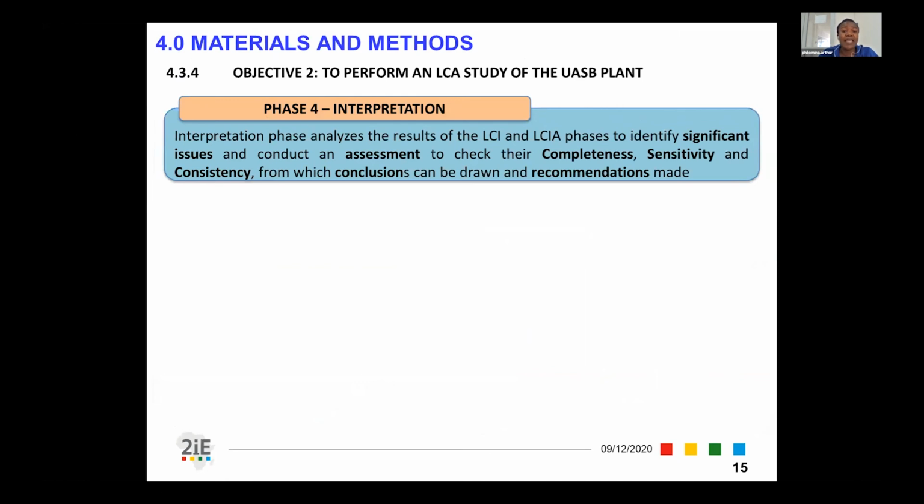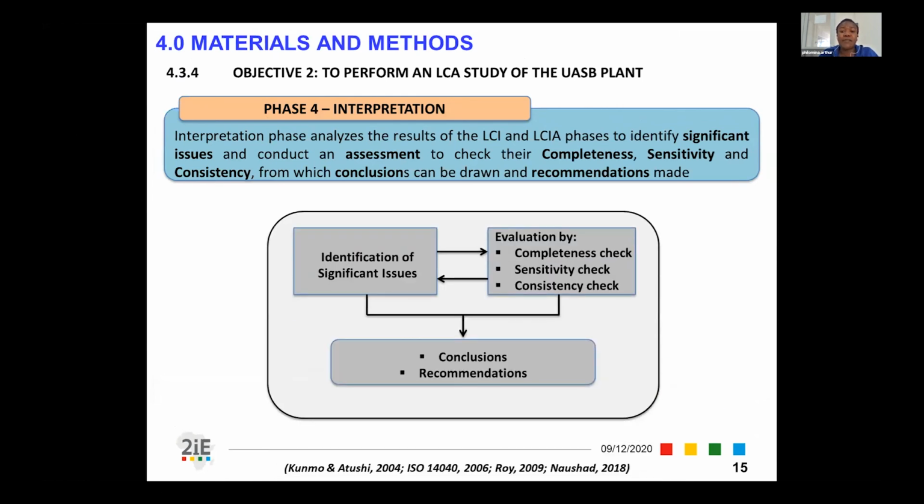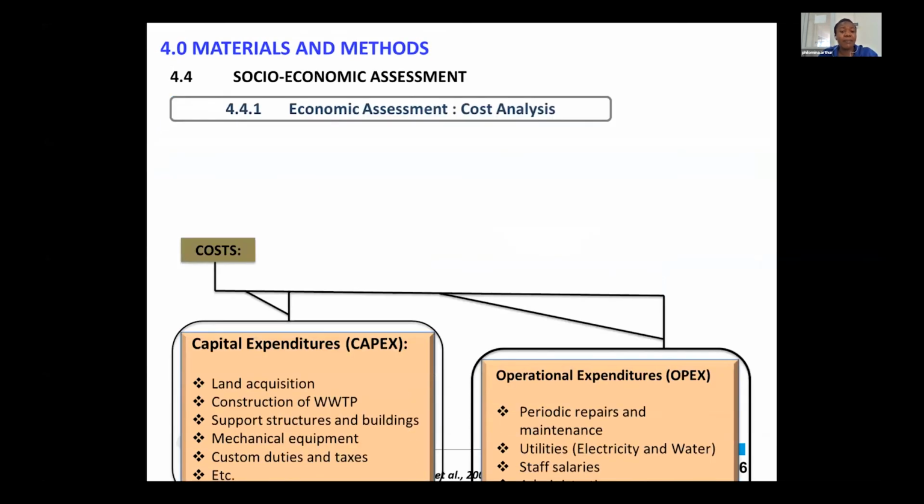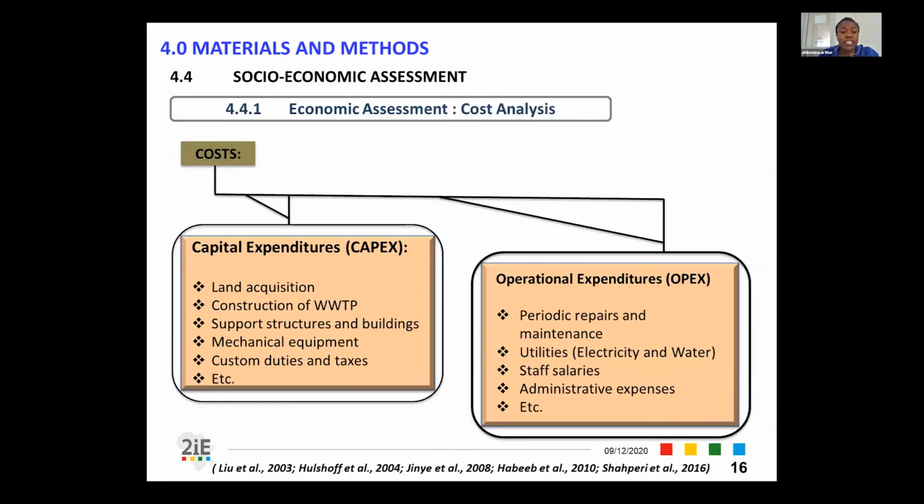The last phase here is the interpretation. With the interpretation phase, it allows you to identify the significant issues. The significant issues are the hotspots. Then I'll do my cost analysis where I'll look at my capital expenditure and my operational expenditure.